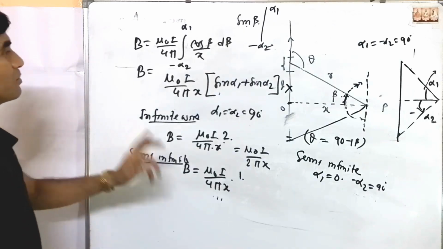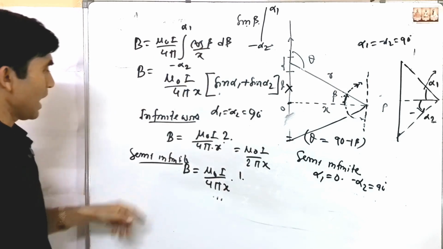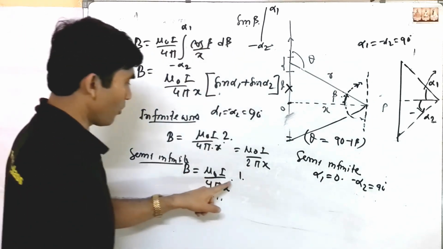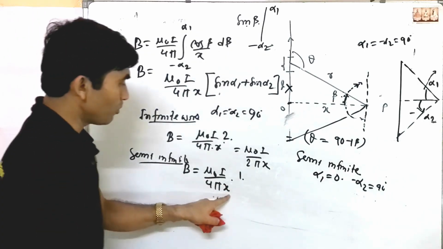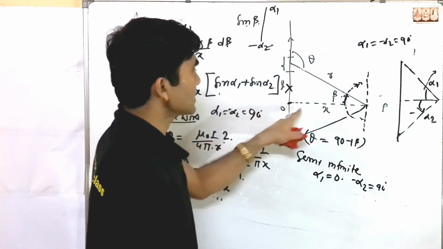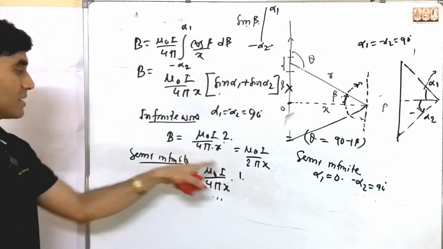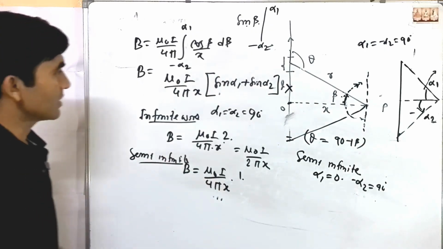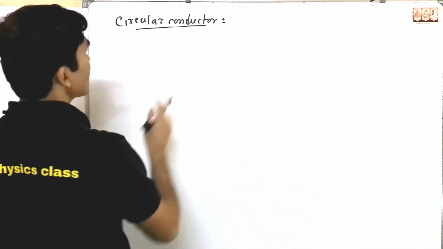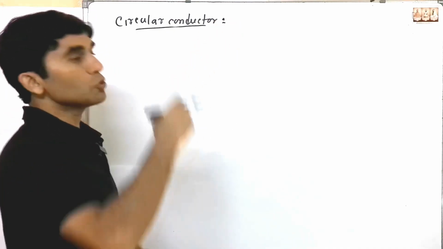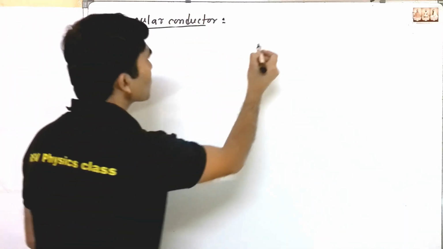So this is the typical example of the Biot-Savart law. Using the Biot-Savart law, you are calculating the magnetic field. How much it is depends on mu 0 I over 4 pi x, where x is the perpendicular distance from the wire. Now what we calculated is the magnetic field due to a long straight conductor. Now we will be calculating the magnetic field due to a circular conductor.